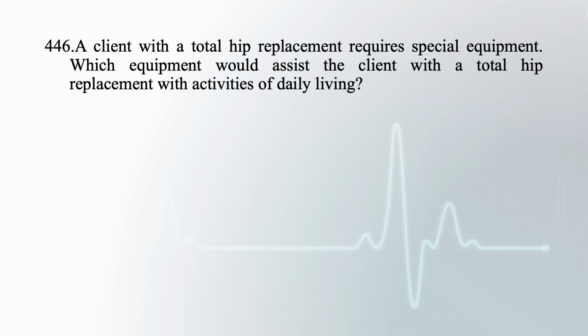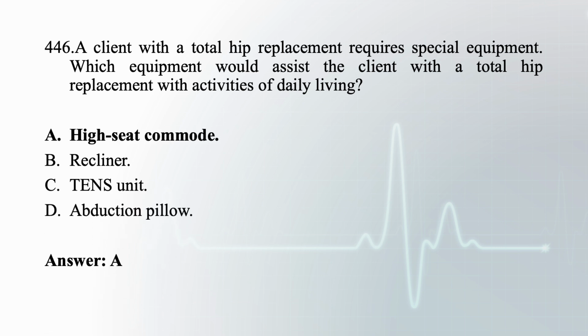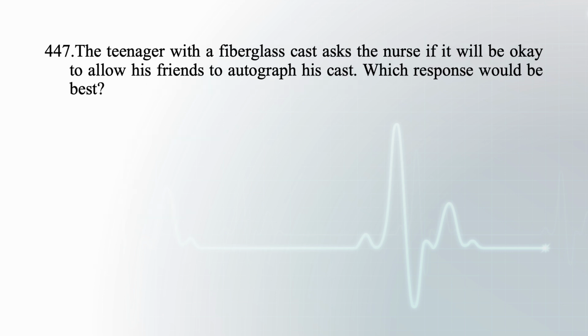Question number 446. A client with a total hip replacement requires special equipment. Which equipment would assist the client with a total hip replacement with activities of daily living? Option A, high seat commode. Option B, recliner. Option C, TENS unit. Option D, abduction pillow. The correct answer is option A, high seat commode.